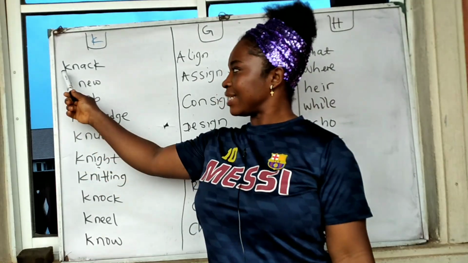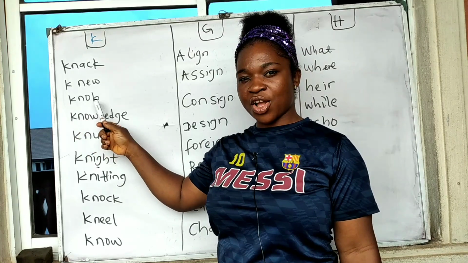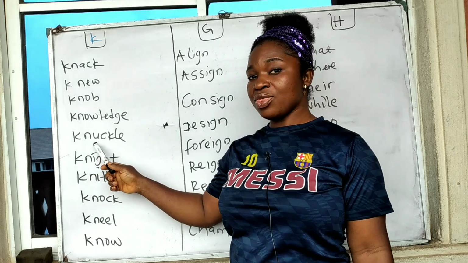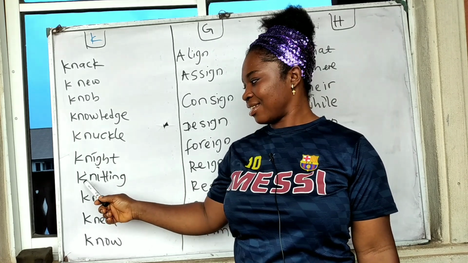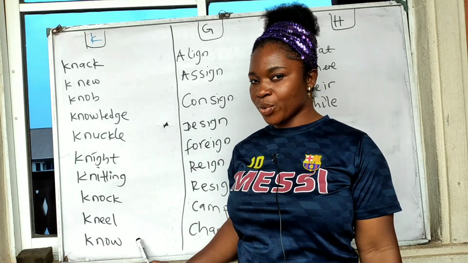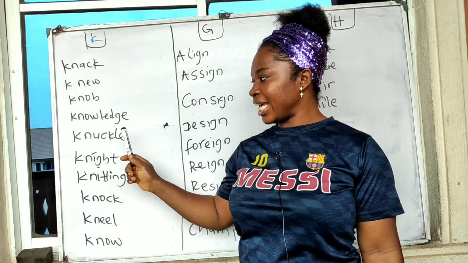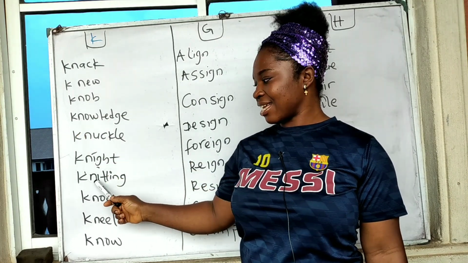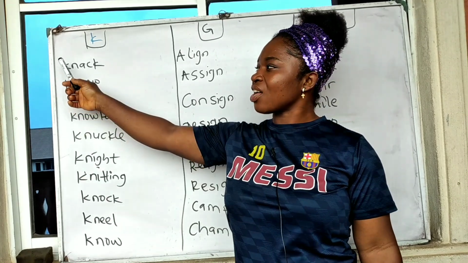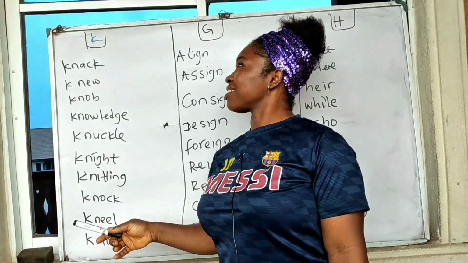So let's see, we have knack, new, knob, instead of k-nob, we have knob. We have knowledge, knuckle, knight, knitting, knock, kneel, know. Okay, we have knack, knew, knob, knowledge, knuckle, knight, knitting, knock, kneel, know. Now you can see that all these K's are exempted in these pronunciations. Okay, now let's see the G part.